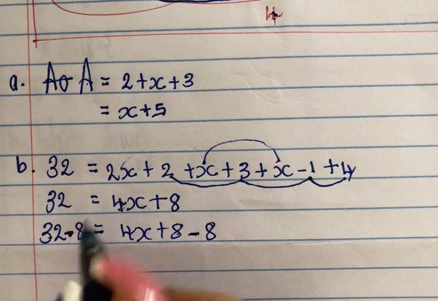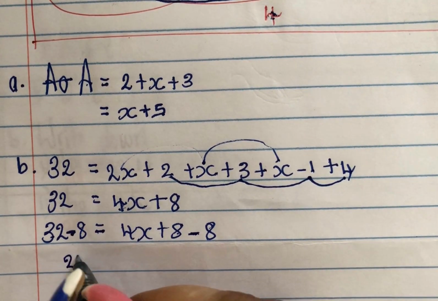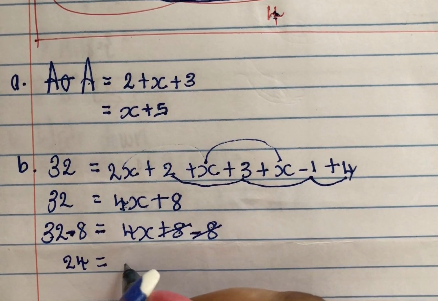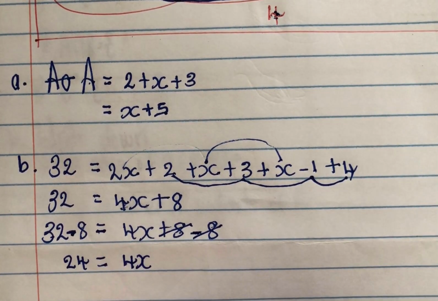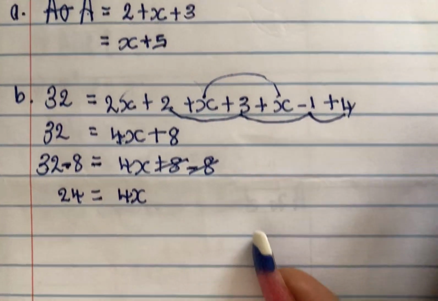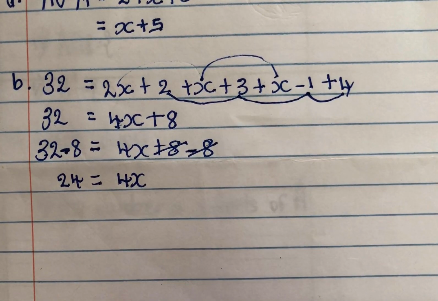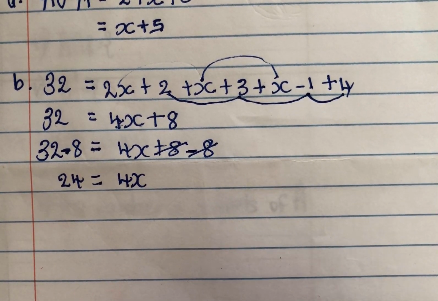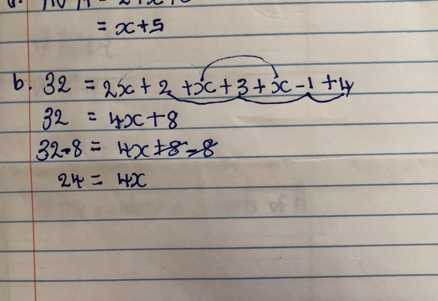32 minus 8 is going to leave us with 24. And 8 minus 8, 0. What do I have left? 4x. Now I am closer to where I want it to be. I need to find a value for x. So now I only need to get rid of 4.